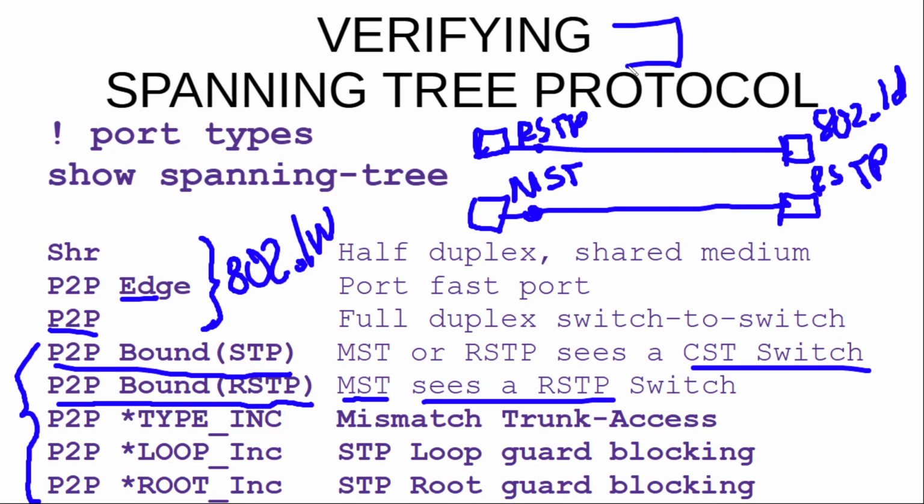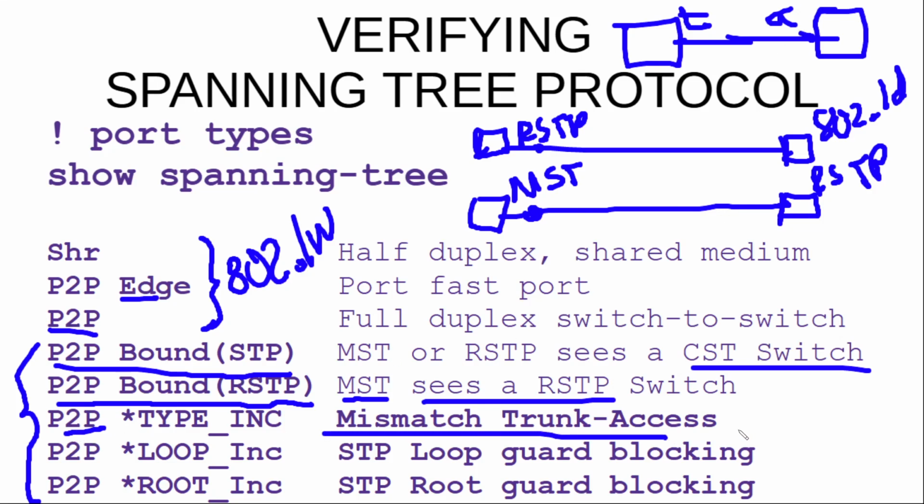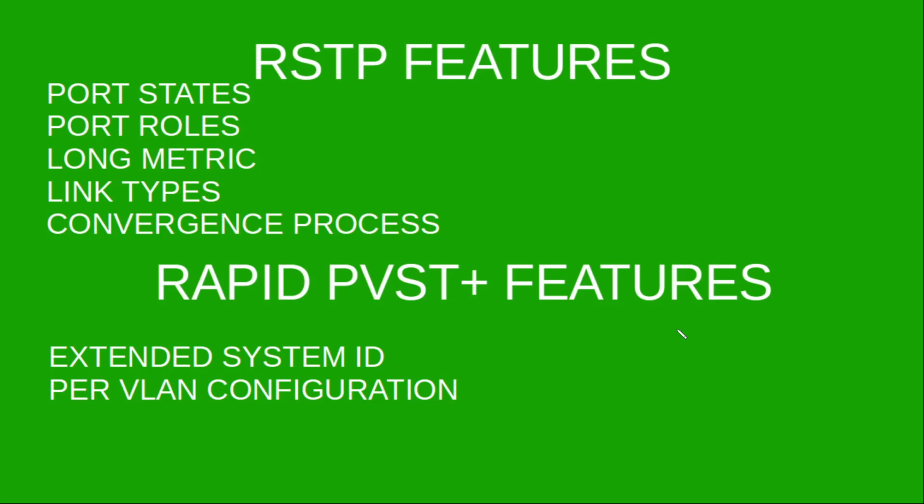And if we were connecting a switch that in this port is operating in trunk mode and this other end is in access mode, you will see this mismatch trunk access. Typing on system mode, and this port will be placed in discarding mode. These other link types, we will see them later on.